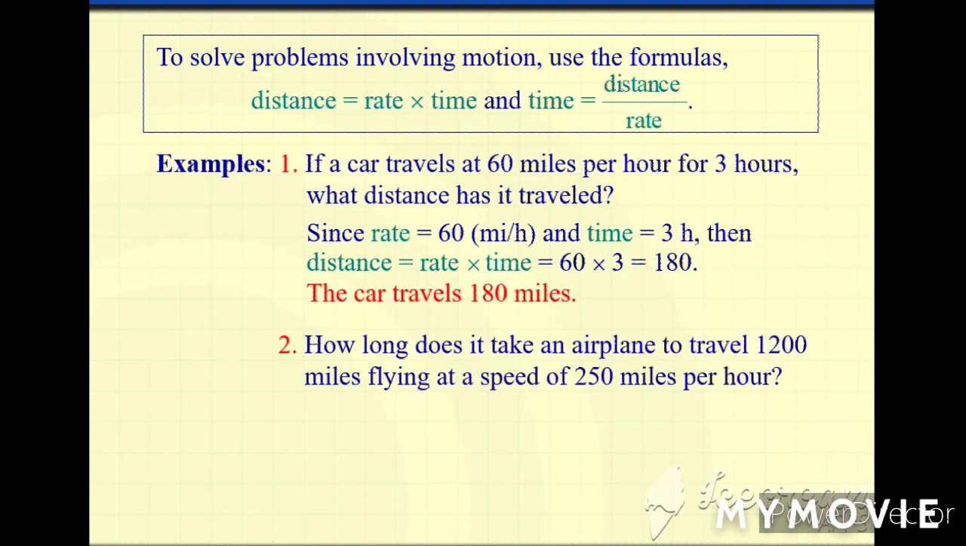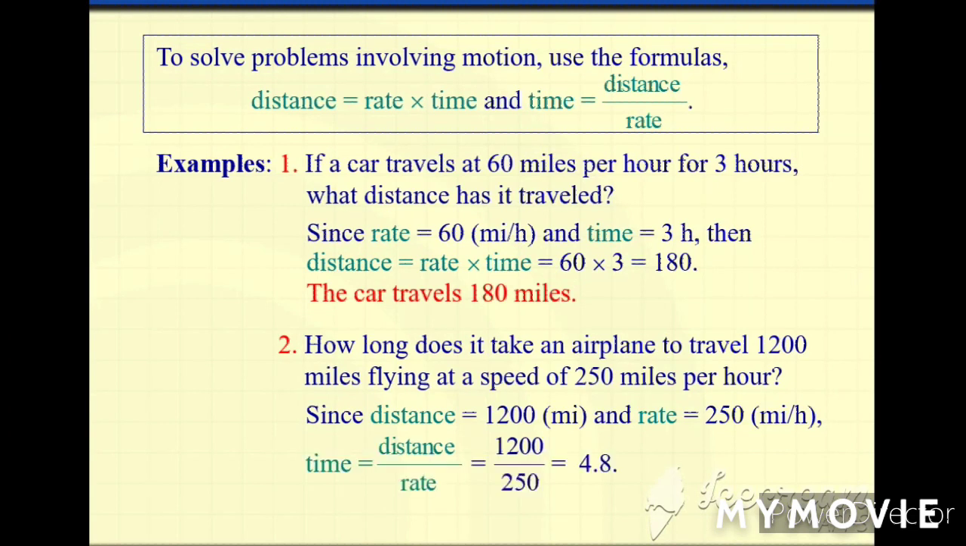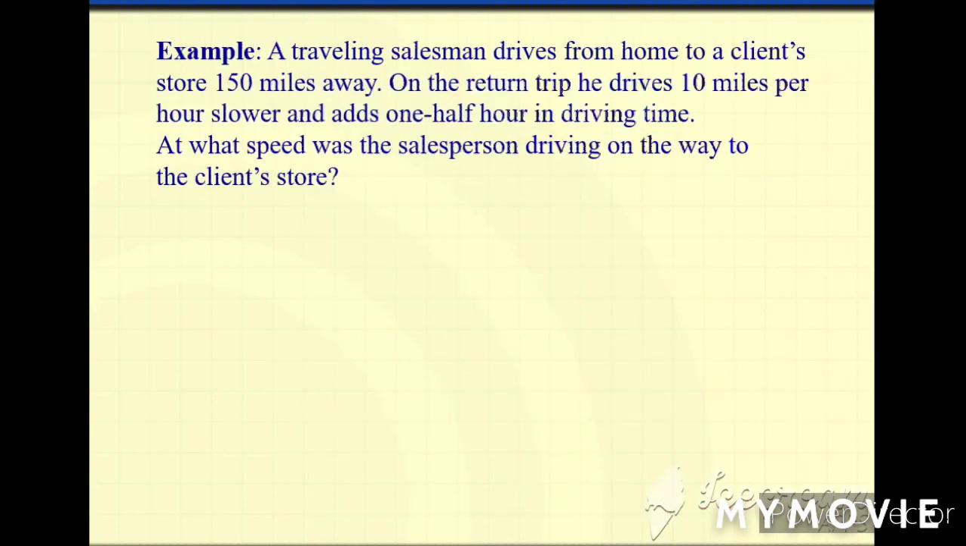For example number 2. How long does it take an airplane to travel 1,200 miles flying at a speed of 250 miles per hour? Since distance equals 1,200 miles and rate equals 250 miles per hour, time is equal to distance over rate, that is 1,200 over 250. So the answer is 4.8. It takes 4.8 hours for the plane to make its trip.